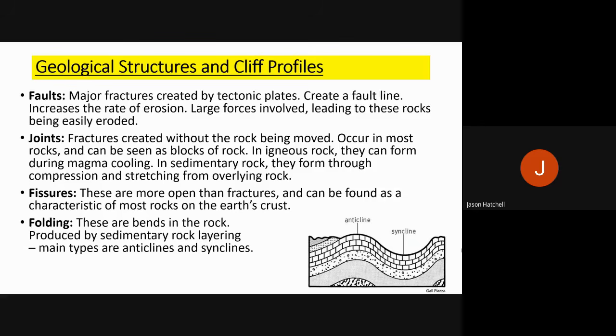And finally, we've got the folding that can occur in rocks, and these are bends that occur in rock. And you can actually see these bends in the image on the right-hand side here. These bends produce basically a layering effect. And the main type of that layering we can see at coastlines is an anticline and a syncline folding pattern. Now, anticlines are when the folding is upward, and synclines are when the folding occurs downward.